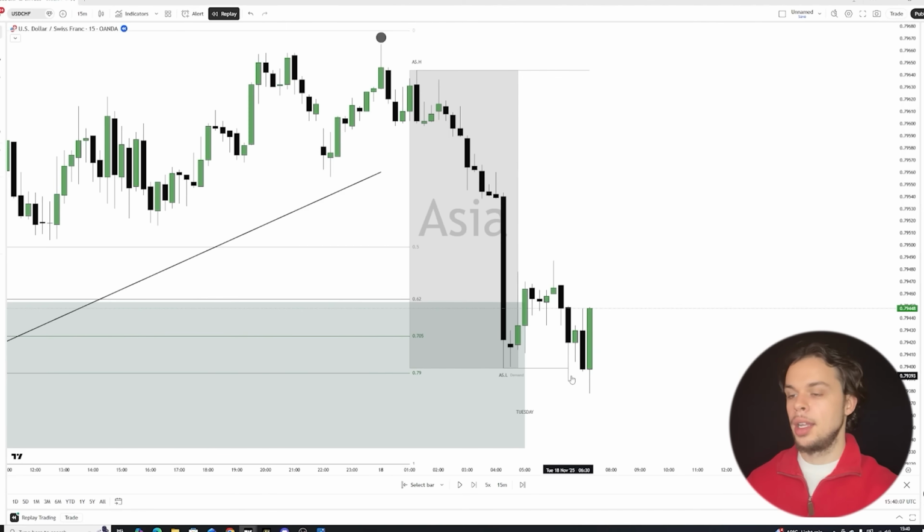mitigating into demand, and then we start to see a strong rejection from that demand zone once we swept that level of liquidity, and we now have Asia range highs acting as a magnet drawing price to that level of liquidity. So we now have a clear logical reason for price to move on to the upside, and we've had multiple confluences to suggest this.